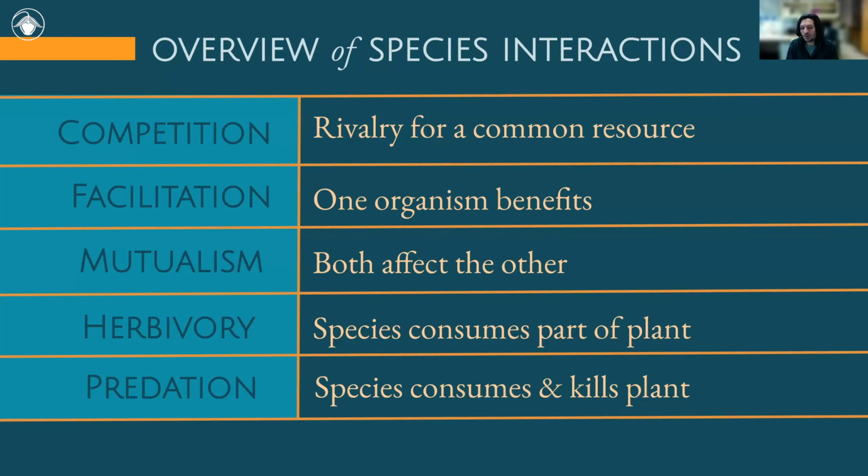And then predation would be where one species is killing another species. In this case, with plants, we might be thinking about an organism eating a bulb or eating a seedling and therefore killing a young plant. So that would be an example of predation. Worth knowing that predation and competition are different. Sometimes people will mistake those two, but remember that competition is for a common resource, whereas in predation one organism is the resource.